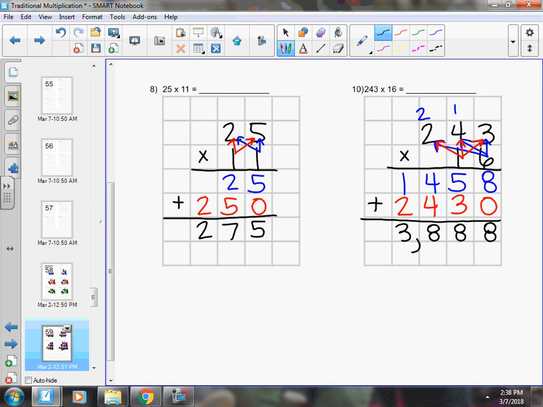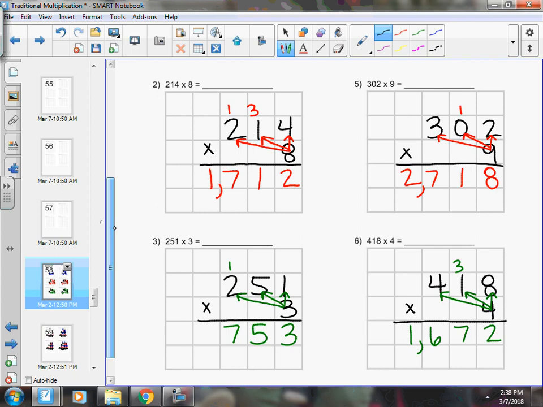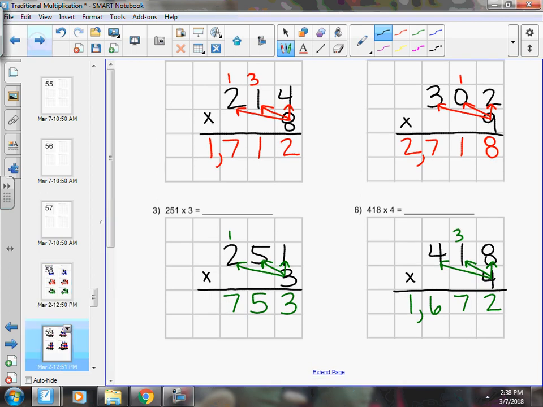Okay, here are the answers for the first side. And here are the answers for the second side.